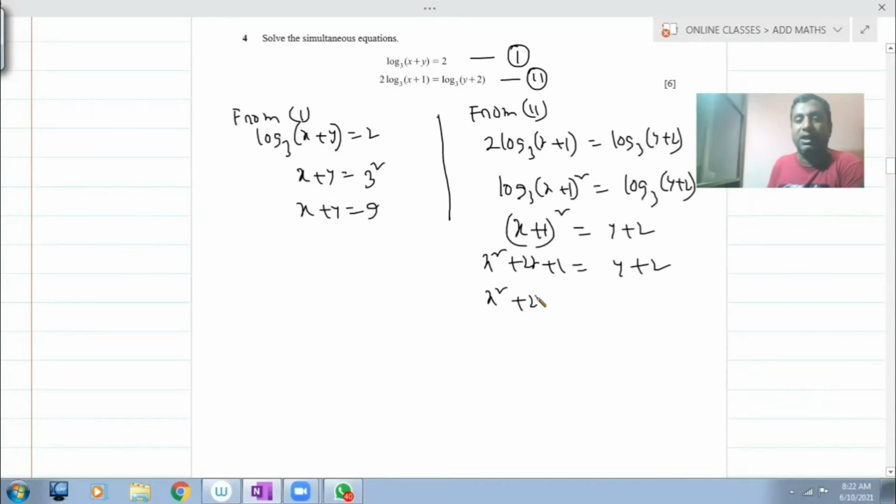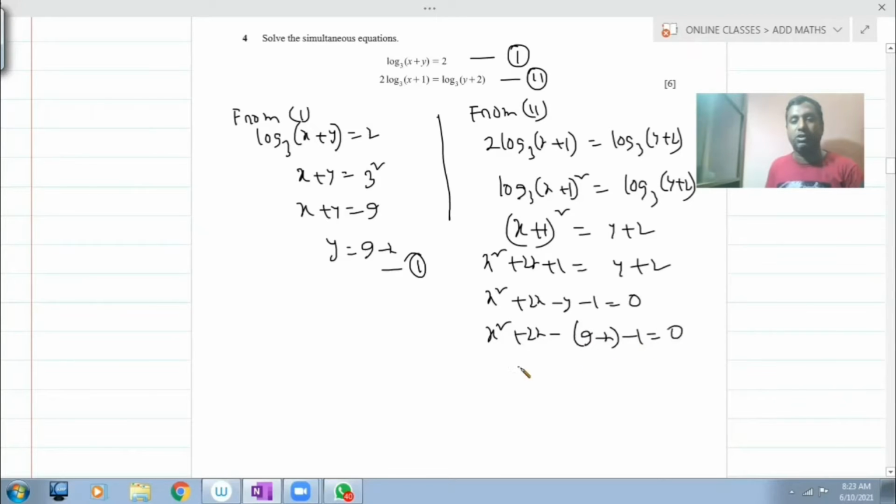Now we can write it with y on that side, then 1 and 2, that is minus 1, 2 subtracted will be minus 1. So x squared plus 2x minus y minus 1 equals 0. This is equation number 1. Okay, let us make y the subject here, 9 minus x. Let me consider this equation and substitute it instead of y: x squared plus 2x minus 9 minus x minus 1 equals 0. x squared plus 2x minus 9 plus x minus 1 equals 0.